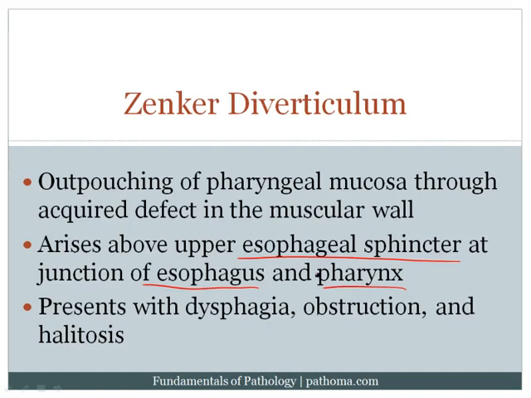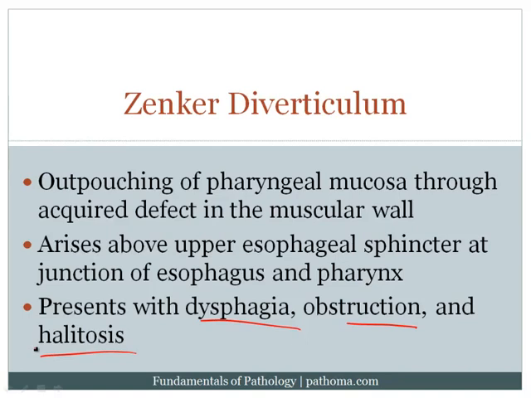Now patients can be asymptomatic. Perhaps the most common symptom that they can present with is that they feel like there's something in the back of their throat, but they can also have dysphagia, they can have obstruction, and they can have halitosis. Halitosis refers to bad breath, and the idea here is that as the food gets trapped in that diverticulum, it can rot, and when it rots, then the smell of the rotting food will actually come through the mouth, giving the patient bad breath.